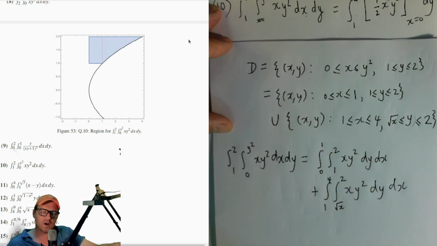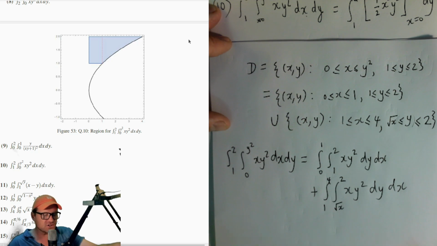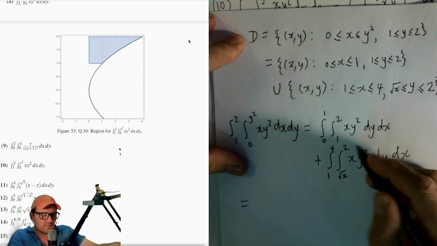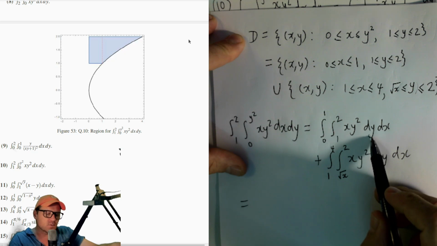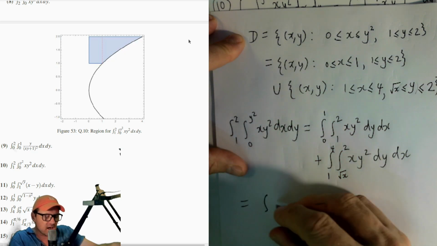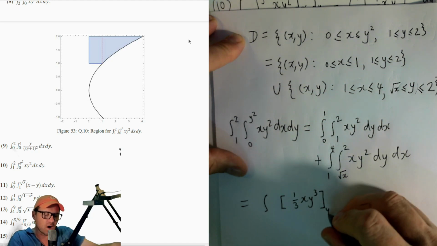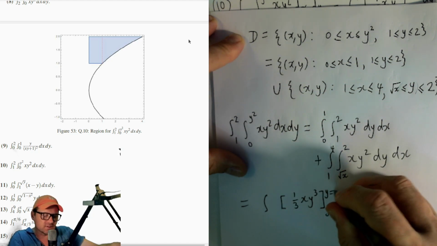Okay, now why would you want to change the order of integration? Well, it might be easier to do an integral one way than it is the other way. And so that's why you might want to change the order of integration. Okay, so let's do this integral now. So for the first one, integrating this with respect to y, we have 1/3 x y cubed, and then that's y equals 1, y equals 2.